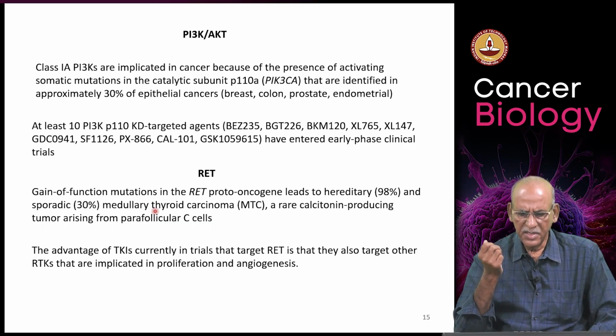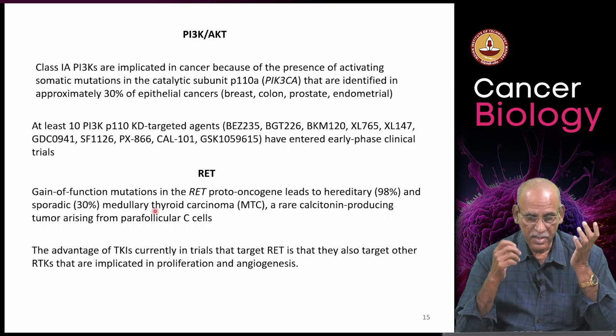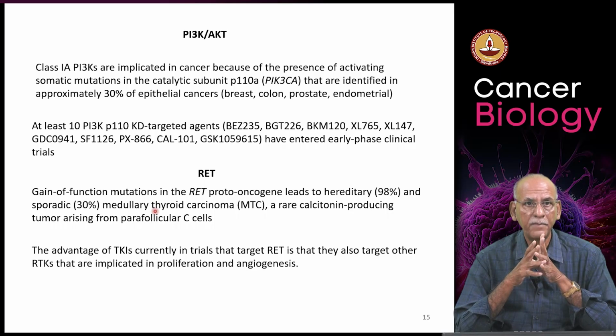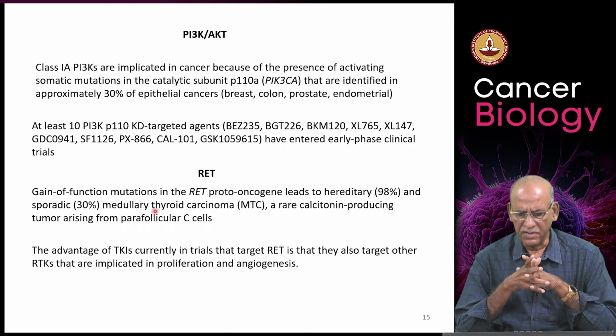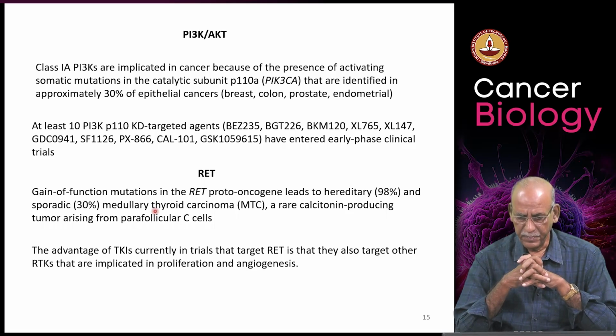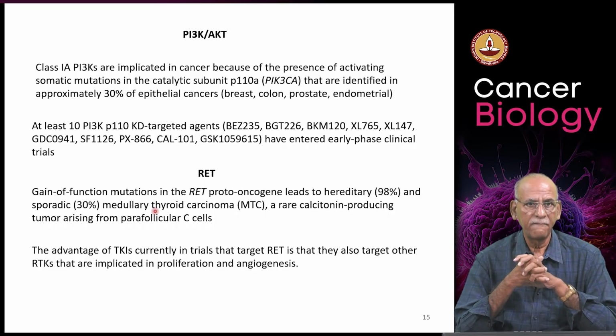Many agents have been discovered. We need not remember everything. About 10 P110 catalytic subunit targeted agents. Some commercial names are given, XL765, XL147 and so on. They have entered clinical trials.